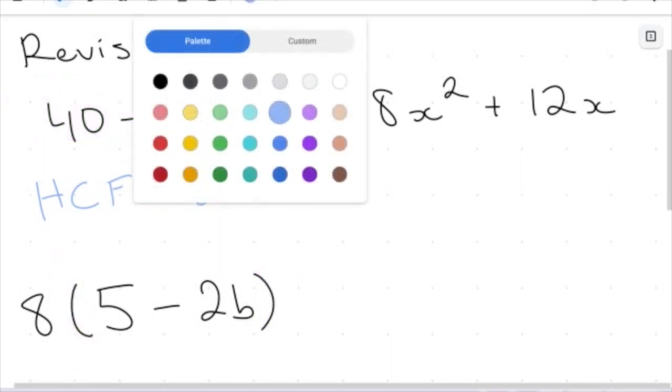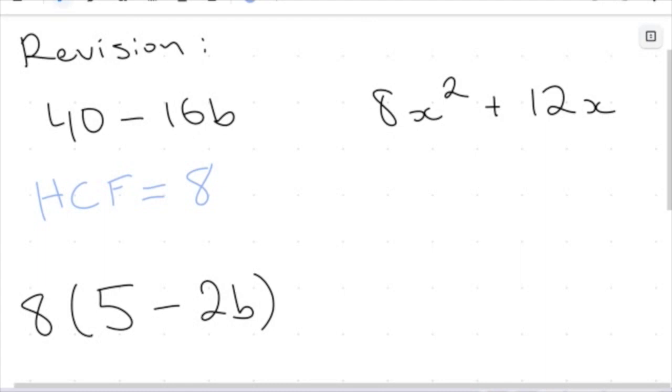Now for this second example, I'm going to go through this quickly again. I want to find out first, before I do anything, what is the highest common factor of 8x squared as well as 12x. Now one thing I can pick up on here is that there is an x in both of these terms. So that's going to be one of my factors. And I also want to find a number that goes into both 8 and 12. Now that one is going to be 4.